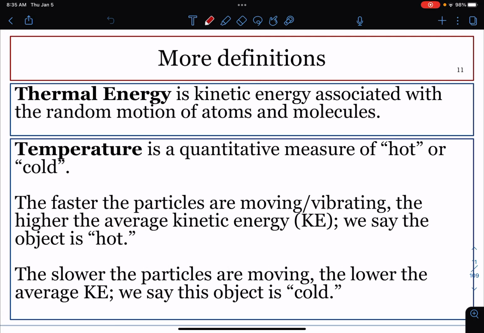Thermal energy is the kinetic energy associated with the motion of atoms and molecules. Temperature is the measure of how hot something is. If there is less thermal energy, the substance will feel colder. Temperature has the variable capital T in equations. If particles in a substance are moving or vibrating faster, the average kinetic energy of the particles is higher and the object feels hot. If the particles in a substance are moving slower, the average kinetic energy is lower, and the object feels colder.